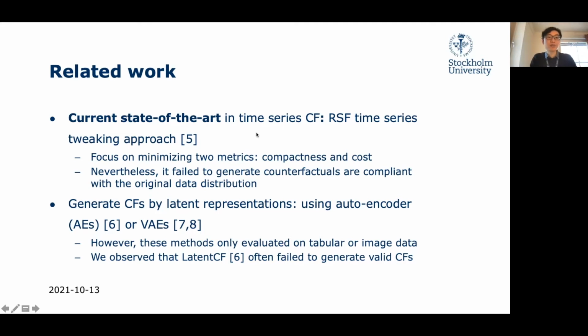Okay, so let's talk about some related work. Talking about time series counterfactuals, the current state-of-the-art method is the RSF time series tweaking approach. This RSF method focuses on minimizing two metrics, compactness and cost. However, in our observation, we found that the method often failed to generate counterfactuals that are compliant with the underlying data distribution. On the other hand, we can find counterfactual generation methods using latent space, such as methods using autoencoders and variational autoencoders. However, those methods only focused on tabular or image data, and to the best of our knowledge, they have not been generalized to the time series domain. We also observed LatentCF, which is the method we are trying to follow and extend. It often failed to generate valid counterfactuals due to inefficient generation. We will talk about their approach in two slides.